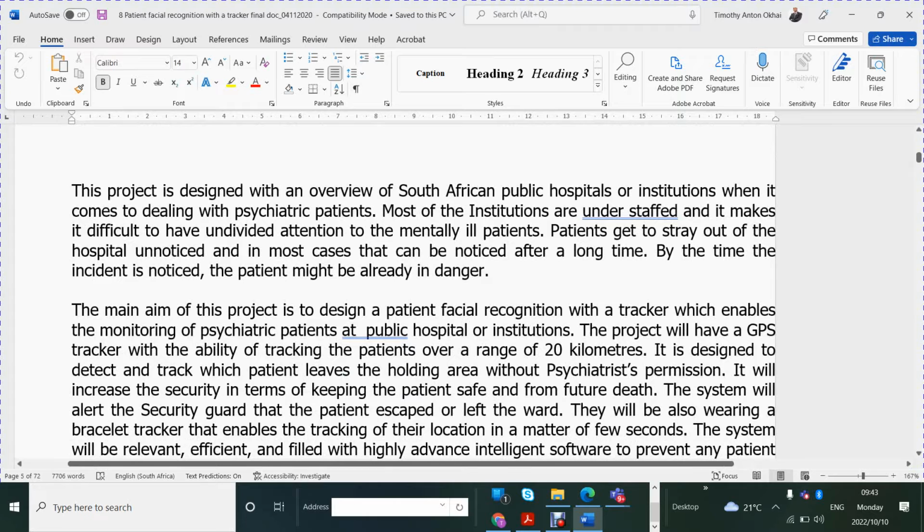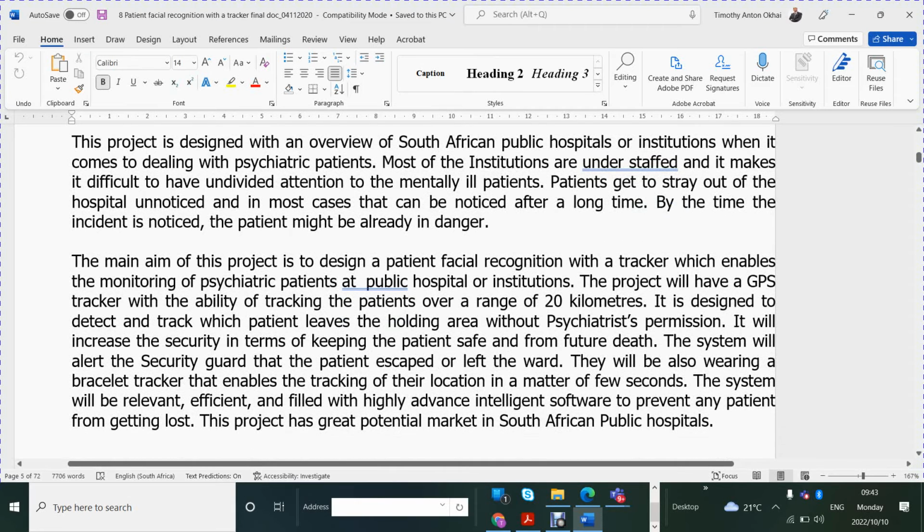This project is designed with an overview of South African public health hospital or institution when it comes to dealing with psychiatric patients. Most of the institutions are understaffed, and it makes it difficult to have the undivided attention to the mentally ill patients. Patients get to stray out of the hospital unnoticed, and in most cases can be noticed after a long time. By the time the incident is noticed, the patient might be already in danger. So this is like an introduction.